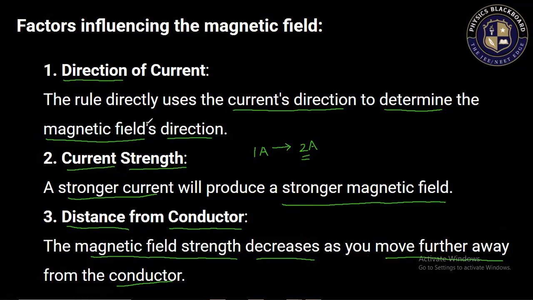So from this we can say that magnetic field strength is directly proportional to the amount of current passing through that conductor. And magnetic field strength is inversely proportional to the distance from the wire. Done.